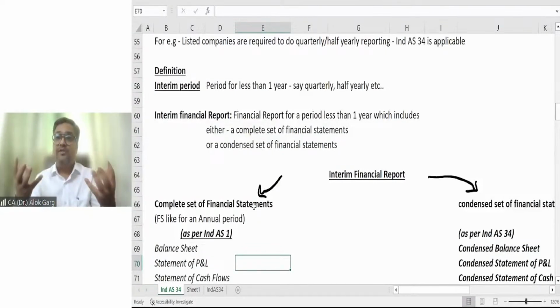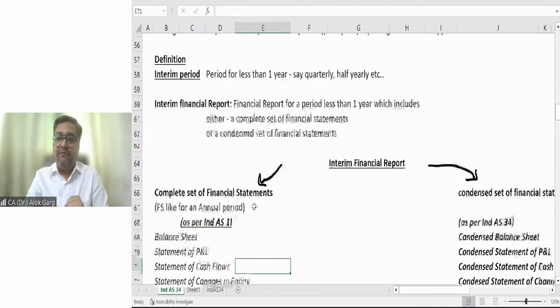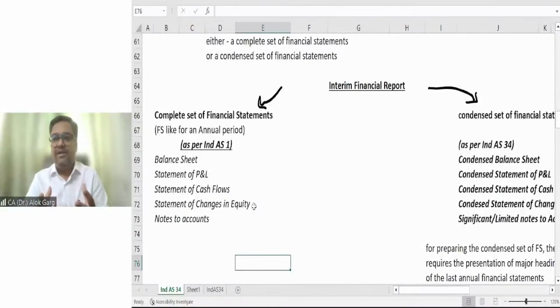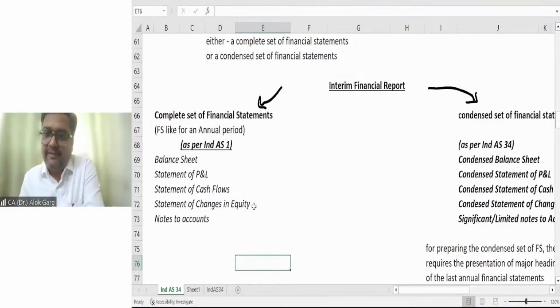Why prepare a huge and bulky financial statement 4 times in a year, right? So if you still want to prepare a full set of financial statements, then Ind AS 1 is applicable. If you want to prepare a condensed set of financial statements, then Ind AS 34 is applicable. So Ind AS 34 says that you have to prepare a condensed balance sheet, condensed P&L, condensed cash flow, condensed statement of changes in equity, and some limited notes to accounts, right?